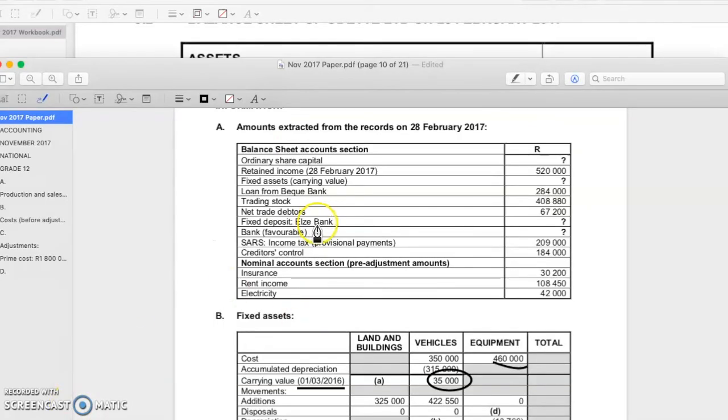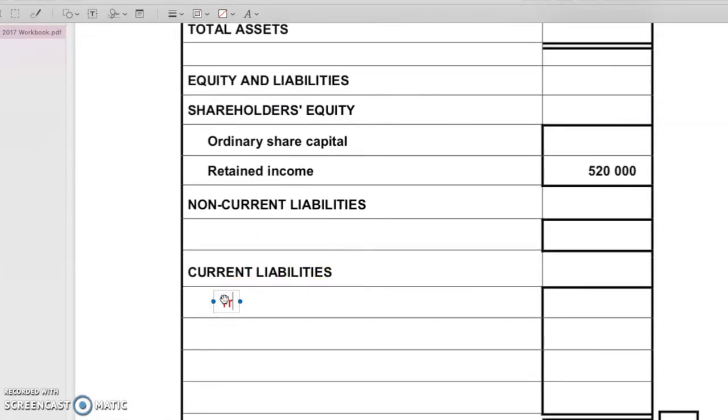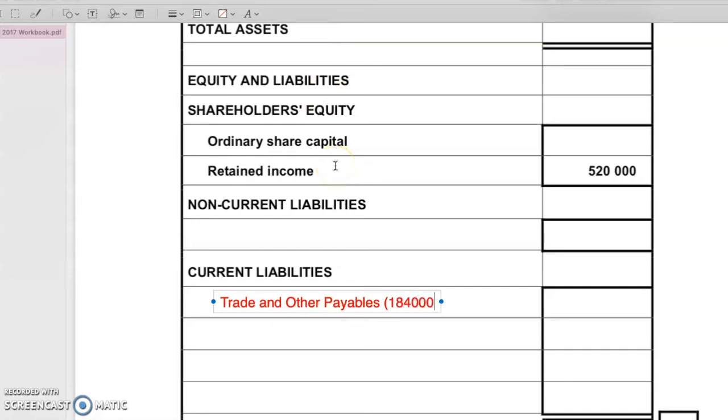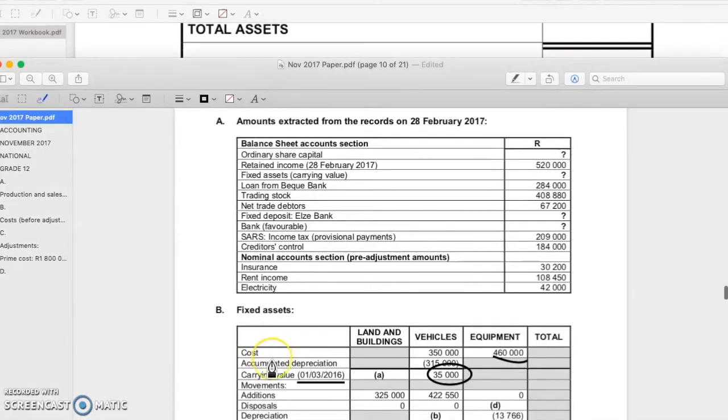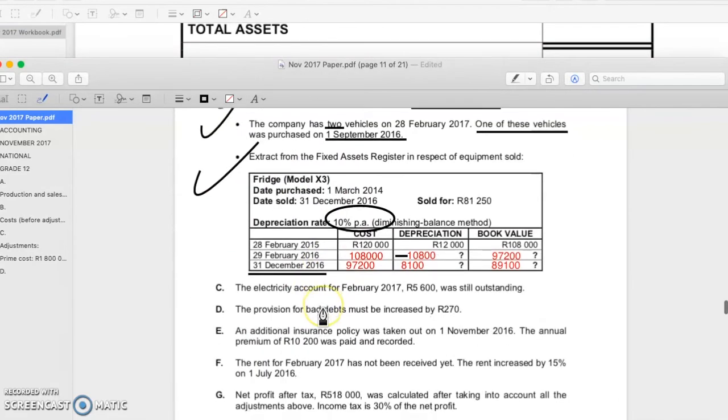What else? We have bank, which is favorable, but we don't know the amount. Ooh, we're going to have income tax. We have creditors control, and creditors control we know goes under trade and other payables. Let's quickly write that down. Trade and other payables, and in brackets, that was 184,000. Okay, very good. So this stuff is easy. Let's get started on the, can we call these adjustments, which is what they're really testing.